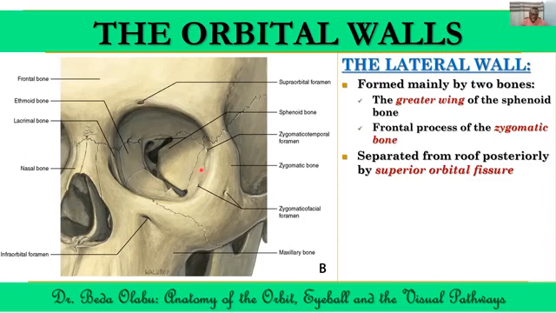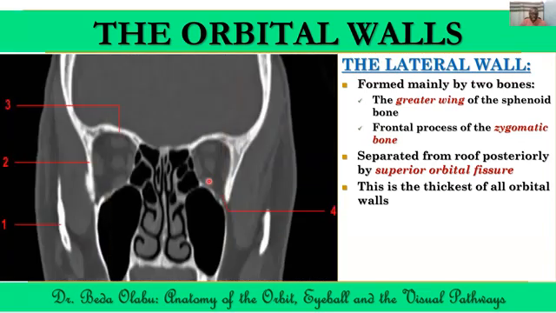When you take this lateral wall posteriorly, you will note that the lateral wall is separated from the roof via the superior orbital fissure. The lateral wall is considered the thickest wall of the orbit. Out of all the four, this is the thickest wall of the orbit, and so therefore the strongest perhaps. And we can even appreciate that from this particular image. Look at the thickness of that zygomatic bone and compare with this one here, and also this in the medial wall and in the roof, in the floor, sorry.